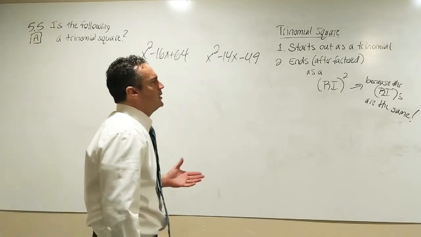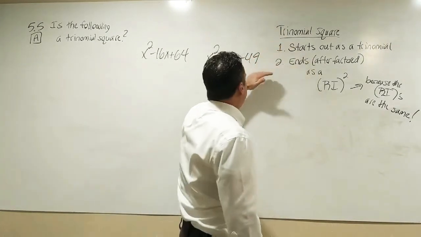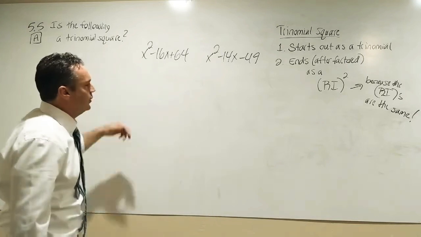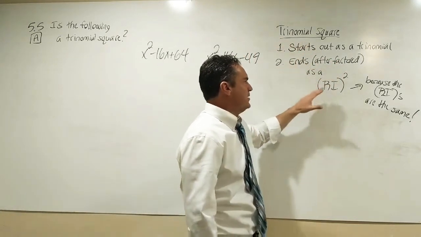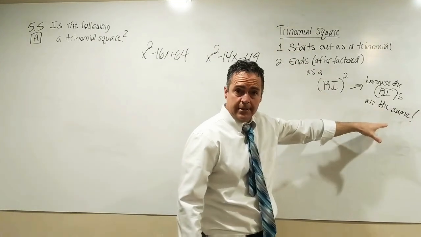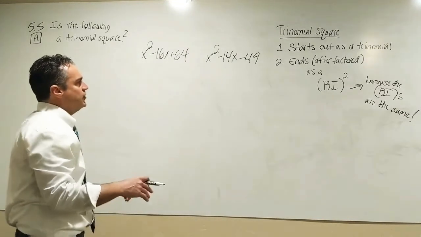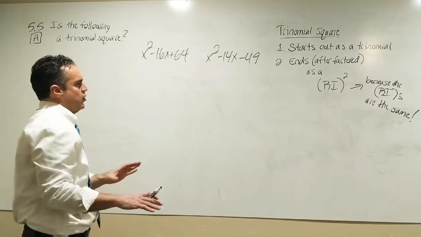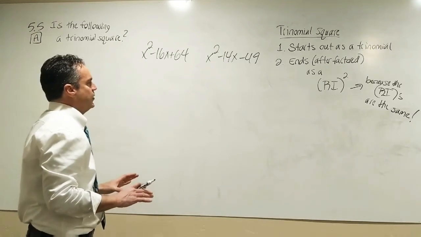Okay, check it out. Trinomial square, okay? A trinomial square, the problem starts out as a trinomial. So these are all trinomials. But after you factor the problem, it ends up as a binomial square because the binomials are going to be the same. Okay? So let's factor this first one, all right? And these could be method 3 or method 4 trinomials, any trinomial. It's just once you get done, the binomials need to be the same for the answer to be yes.